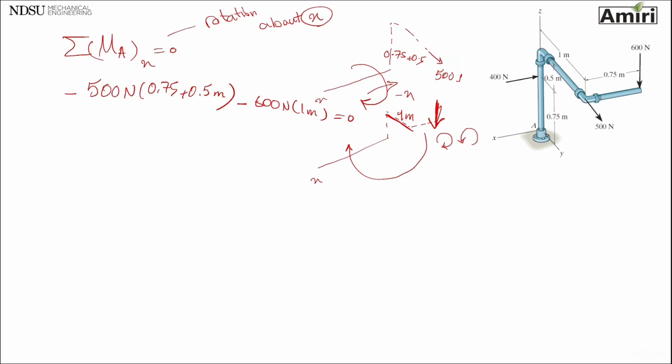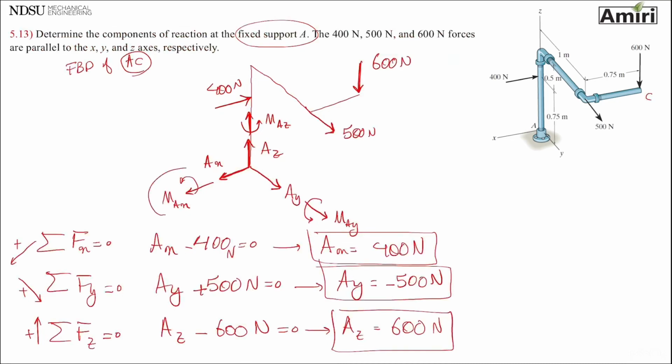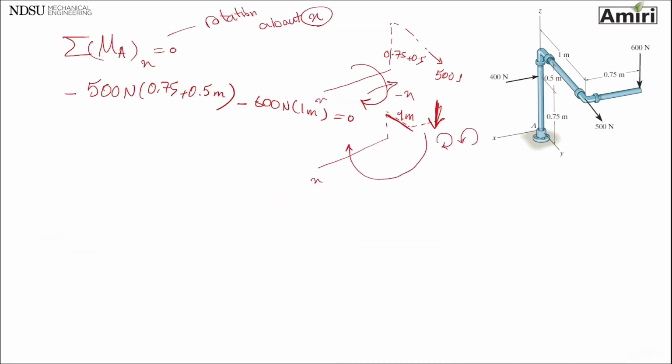What am I missing? Oh, I'm missing my moment about X. There we go. So now it makes sense. So now let me write it back here. About X axis is going to be 1225 Newton meter, my unknown.